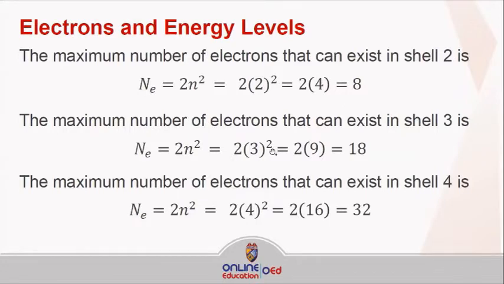Then the maximum number of electrons that can exist in shell 3 naman is substitute lang natin yung 3. That will be 2 times 3 squared, or 2 times 9 equals 18. Then the maximum number of electrons that can exist in shell 4, substitute lang natin yung 4. That will be 2 times 4 squared, or 2 times 16 equals 32. Okay, yan lang yung formula ng number of electrons. Okay, next.